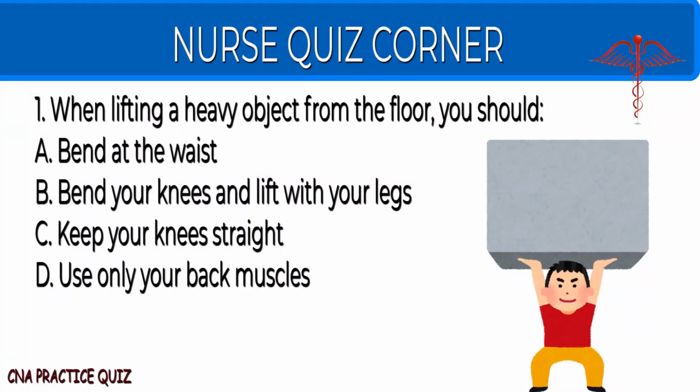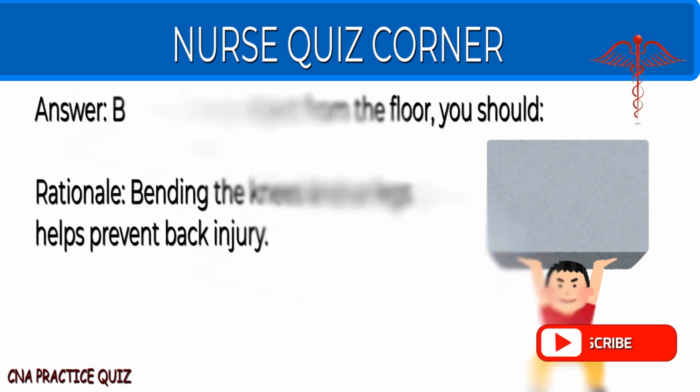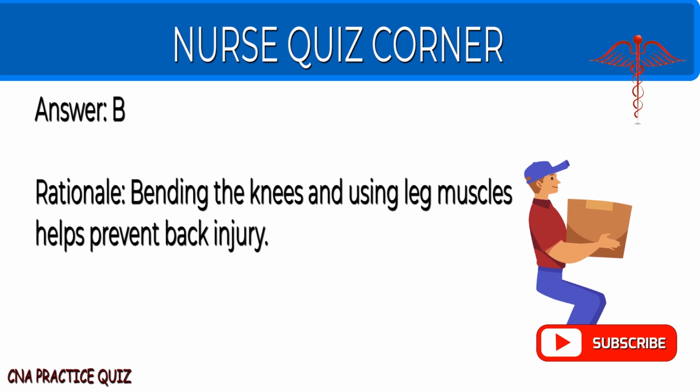1. When lifting a heavy object from the floor, you should A. Bend at the waist. B. Bend your knees and lift with your legs. C. Keep your knees straight. D. Use only your back muscles. Answer B. Rationale. Bending the knees and using leg muscles helps prevent back injury.